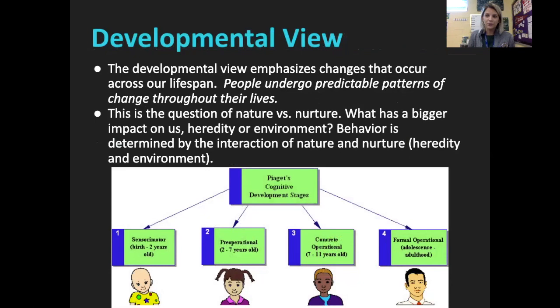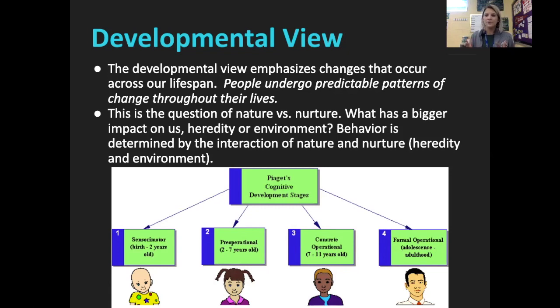The developmental view. This is all about the idea that there are predictable stages of development in the human lifespan. And also it deals with the question of nature versus nurture. So how much of our behavior and cognitive processes are influenced by our environment versus our heredity. And when we get into our human development unit, which I think is our 5th unit, but I could be wrong.